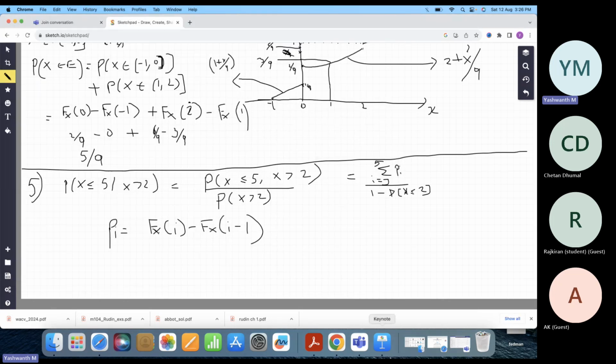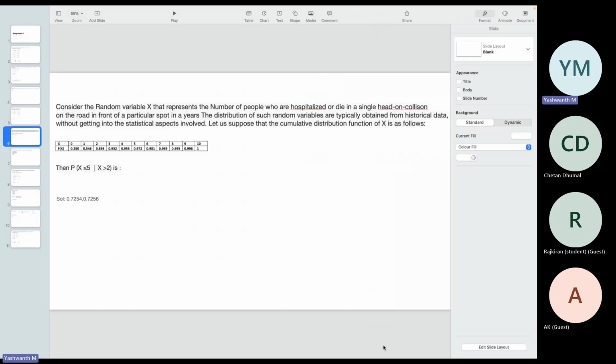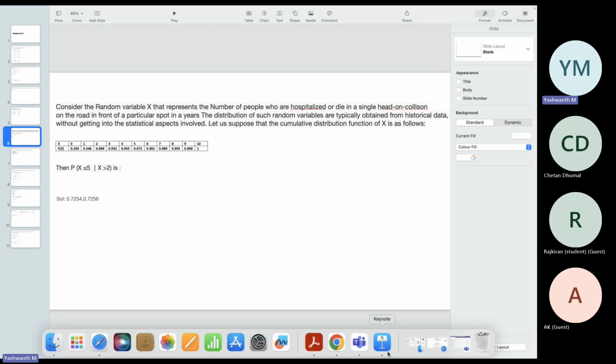Okay, so this is a simple problem. You are given x going from 0 to 10 and you are given the distribution, not the probability. At 0.25 you have a jump, and again at 1 it goes up. It's like a staircase. Now you want to find the conditional probability of x less than or equal to 5 given x greater than 2. So this is very easy. I'll quickly go over this.